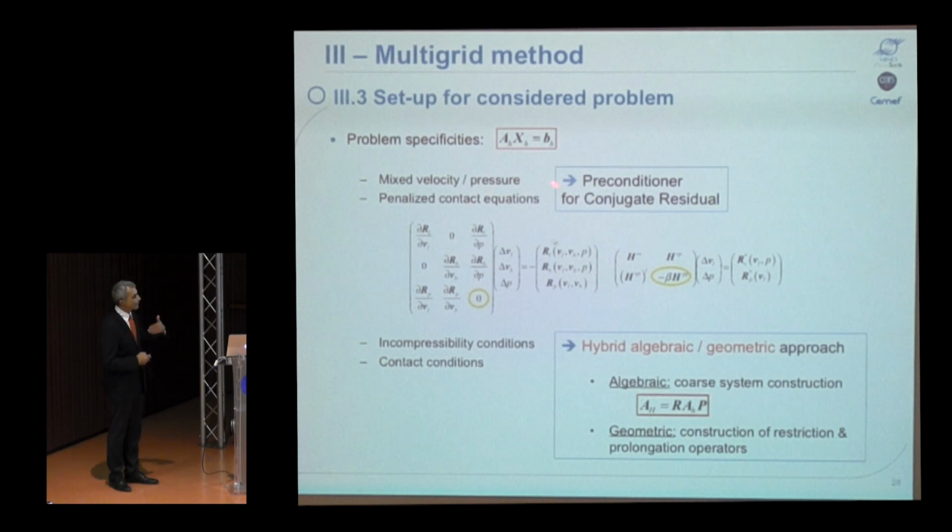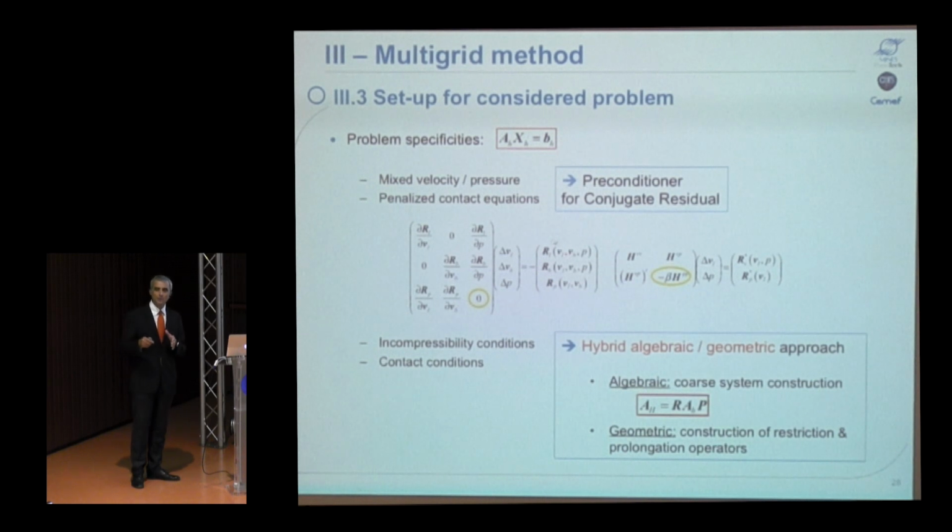And so what we observed is that first we use multigrid as a preconditioner. It seems to be more efficient. And then we have to consider the fact that in metal forming, contact is very important. And in order to have a good efficiency of the method, it is very important that the coarse grid equation should be consistent with the fine grid equation, and more particularly regarding contact and incompressibility.